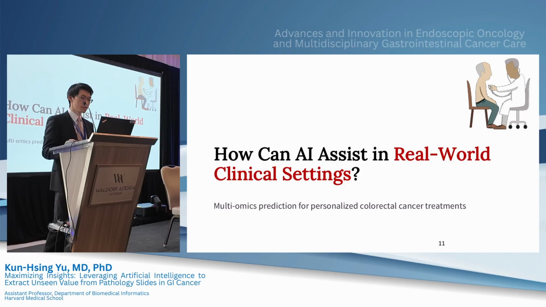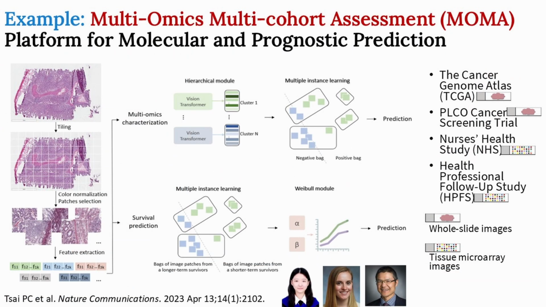And here I will give you a quick overview of a recent project related to personalized colorectal treatment using AI-enhanced histopathology analysis. In this framework, which we call the multi-omics multi-cohort assessment, we aim to predict both the molecular outcomes and prognostic profiles of colorectal cancer patients. And we obtain our samples from various study cohorts and real-world data sets.